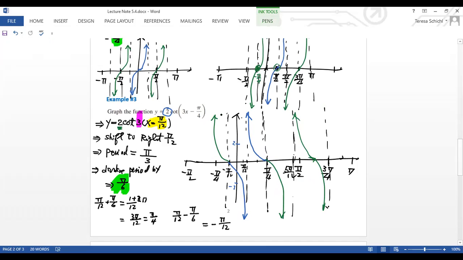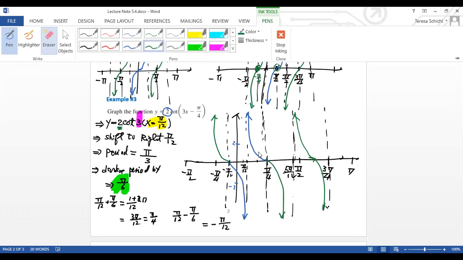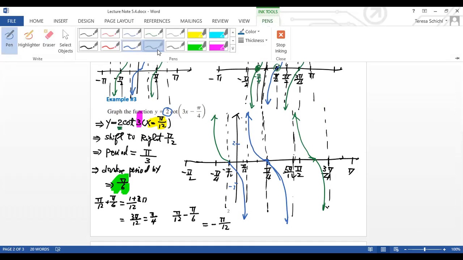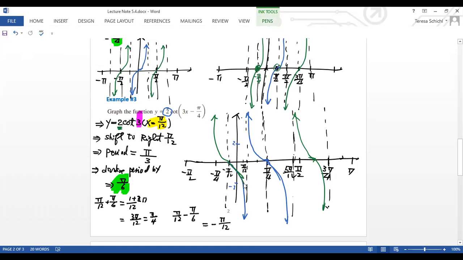I think this will be my main graph. I need to use the blue color so I don't confuse you guys. So this will be my main graph, and this one is if I just want to repeat. It's the same thing we talked about with sine and cosine.